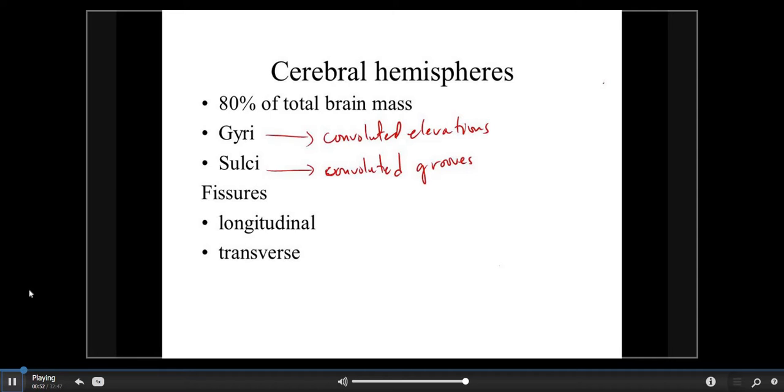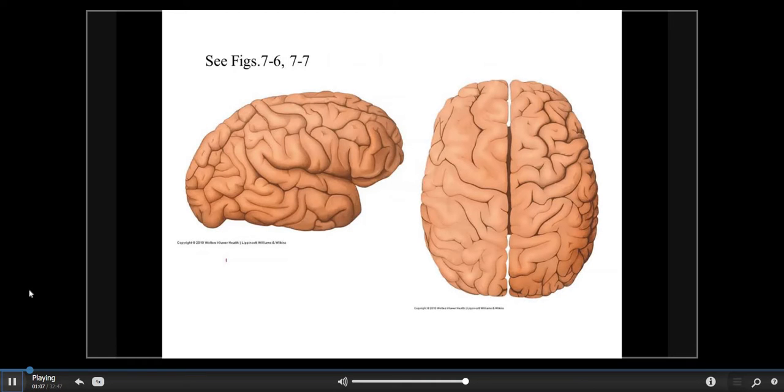Fissures are simply described as deeper versions of these sulci. They're just deeper grooves. You have a longitudinal one and a transverse fissure. Now the longitudinal, as you can see in figures 7.6 and 7.7, this longitudinal fissure is what separates the right and left cerebral hemispheres.